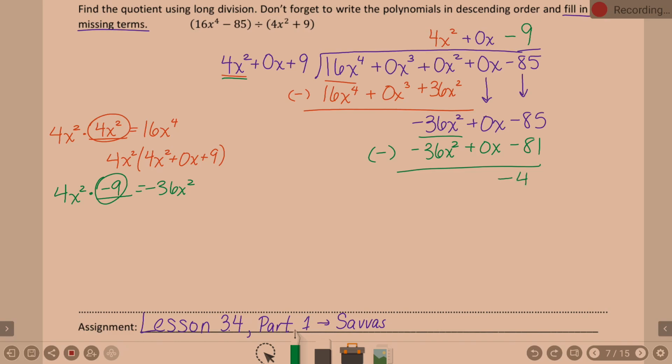Okay, I'm going to write this answer out. Part 1 homework is out there and available. Feel free to get it done. Okay? So 4x squared, thank you, too, minus 9 minus 4 over the divisor, 4x squared plus 9.